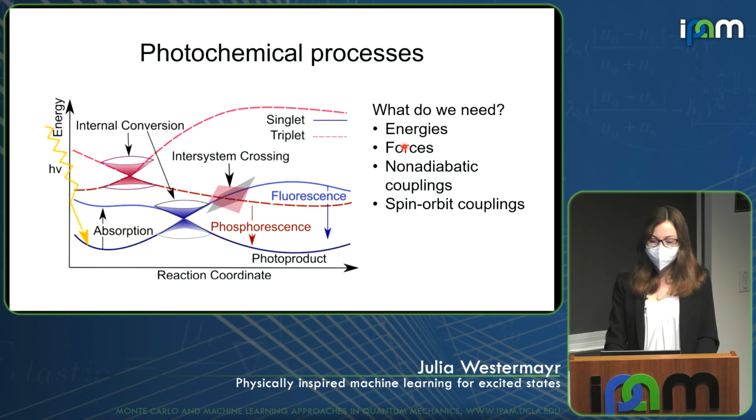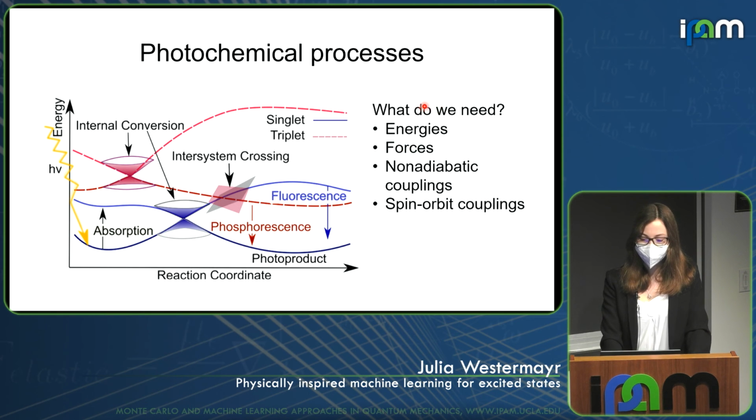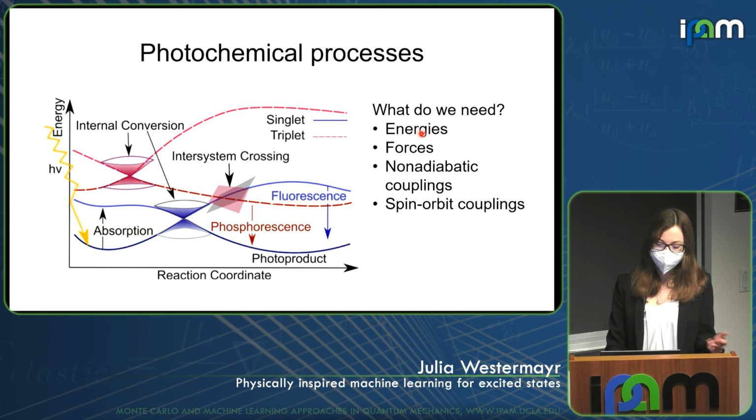So what are these secondary outputs? For excited states, as in ground state, this would be energies and forces. And then we need the couplings. If we want to simulate photochemical processes, then things are much more complicated than in the ground state, because we have our ground state potential here, which would be in blue a singlet state, and then a molecule can absorb light and get excited.